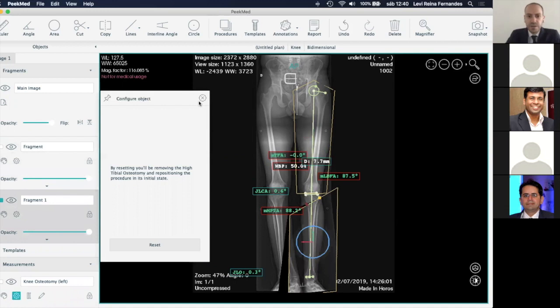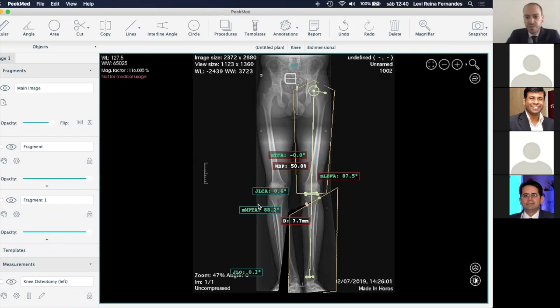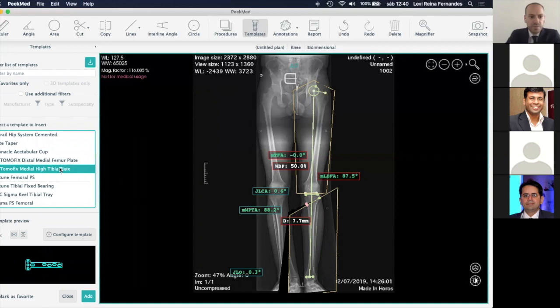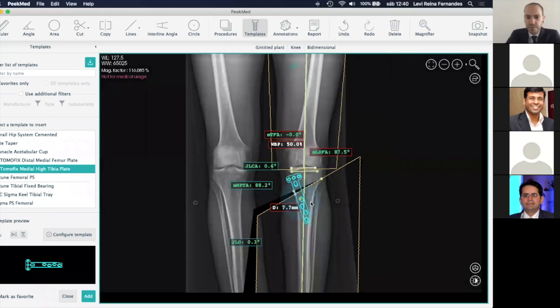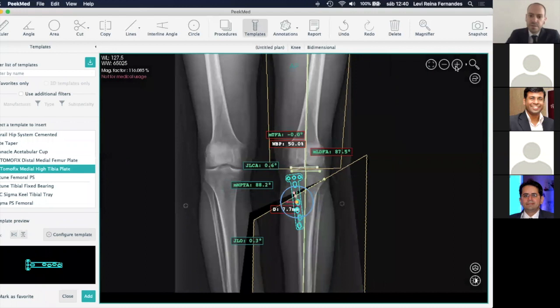It tells you here it's 7.7 millimeters opening. You see the tibia is back to normal, the femur is the same, the weight bearing line is going to 50%, and the mechanical tibial femoral angle is neutral. Okay, you can even add a plate if you want. You can put a TomoFix plate, for example. You put it here, and there you go. You have your osteotomy plan really fast, and the patient will be happy for sure.